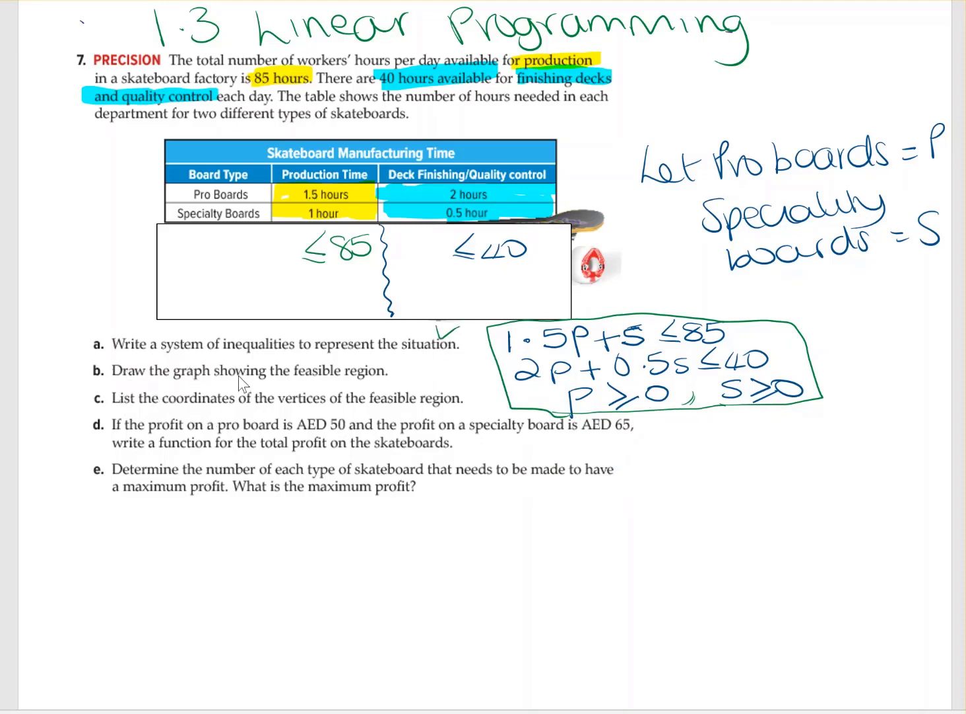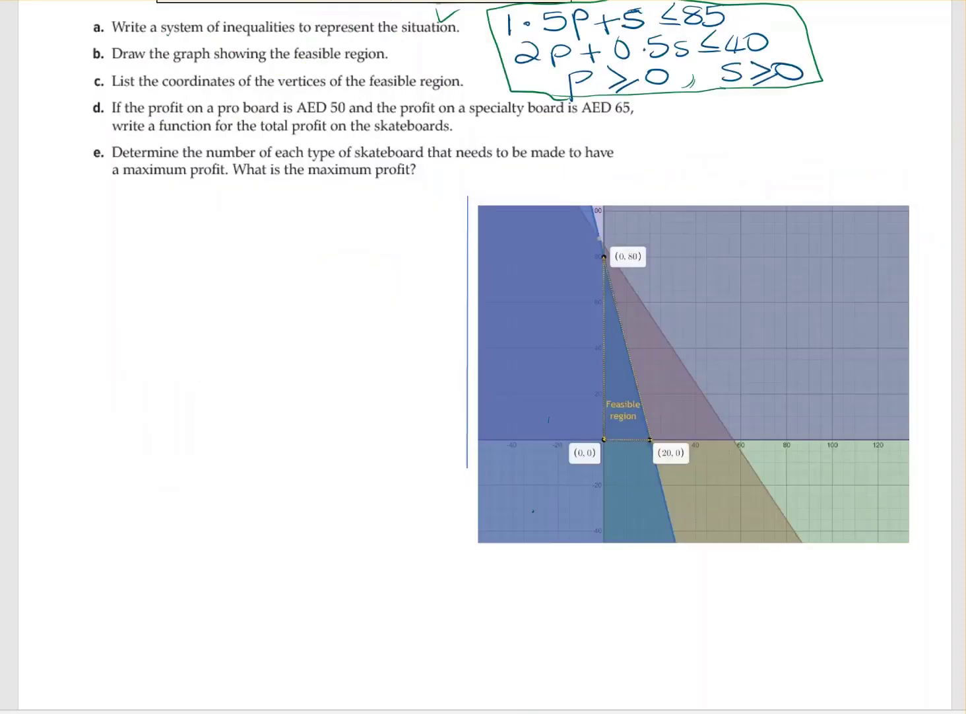Now, draw a graph showing the feasible region. So we can use Desmos. Okay, so putting the inequalities into Desmos, we can actually find this feasible region here. And we can identify the coordinates. So this is B, which is graph and show the feasible region. So this is the feasible region here.